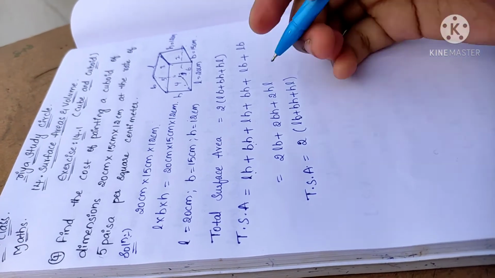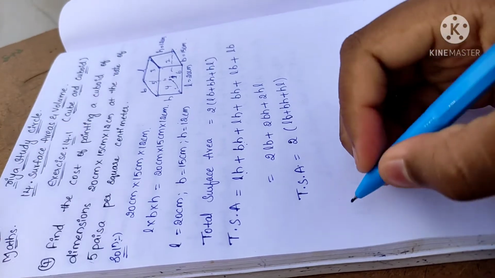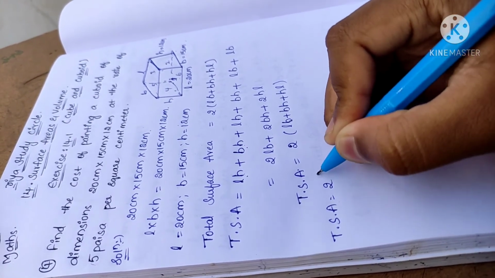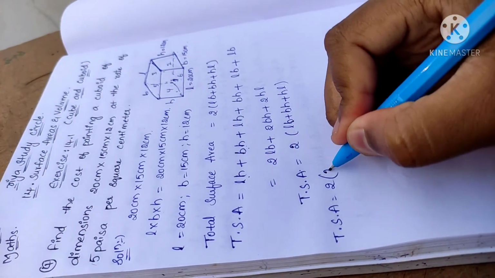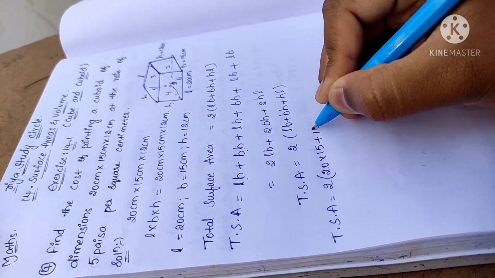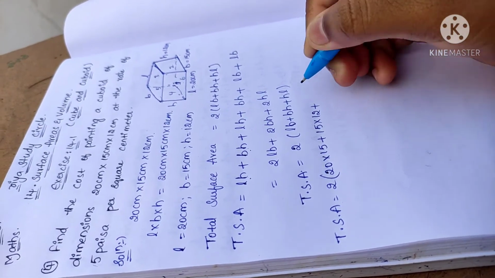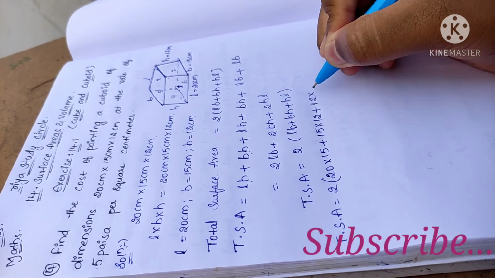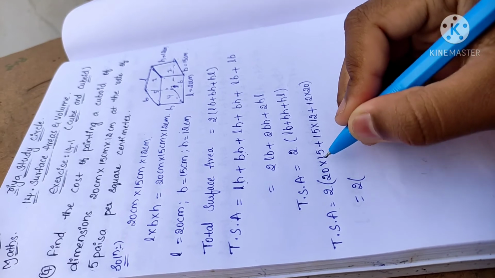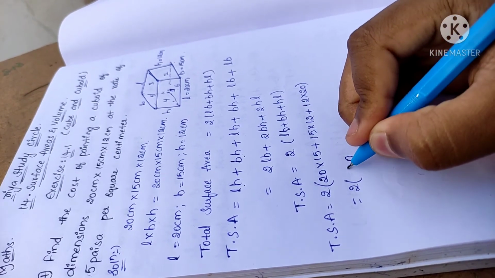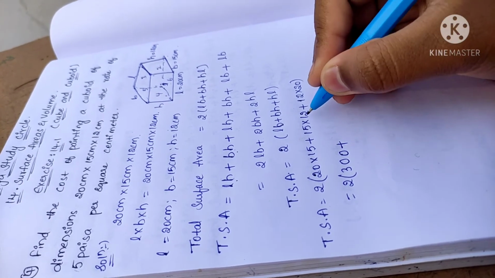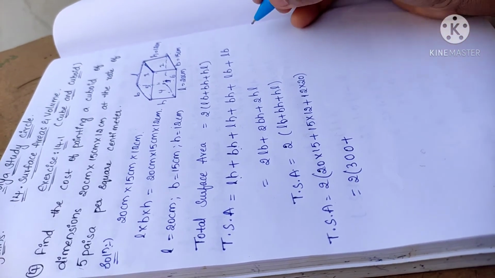Now we have the measurements L, B, H, so we can apply them in this formula. TSA is equal to 2 into L which is 20 into B which is 15, plus B which is 15 into H which is 12, plus H which is 12 into L which is 20. 20 into 15 is 300. So 300 plus 15 into 12. Here I am doing rough work on the right side.